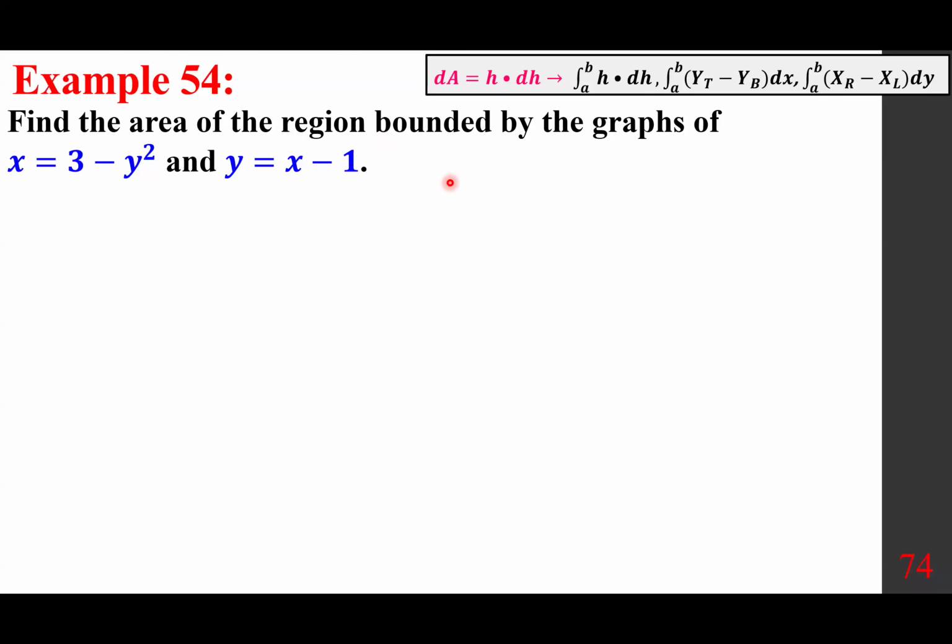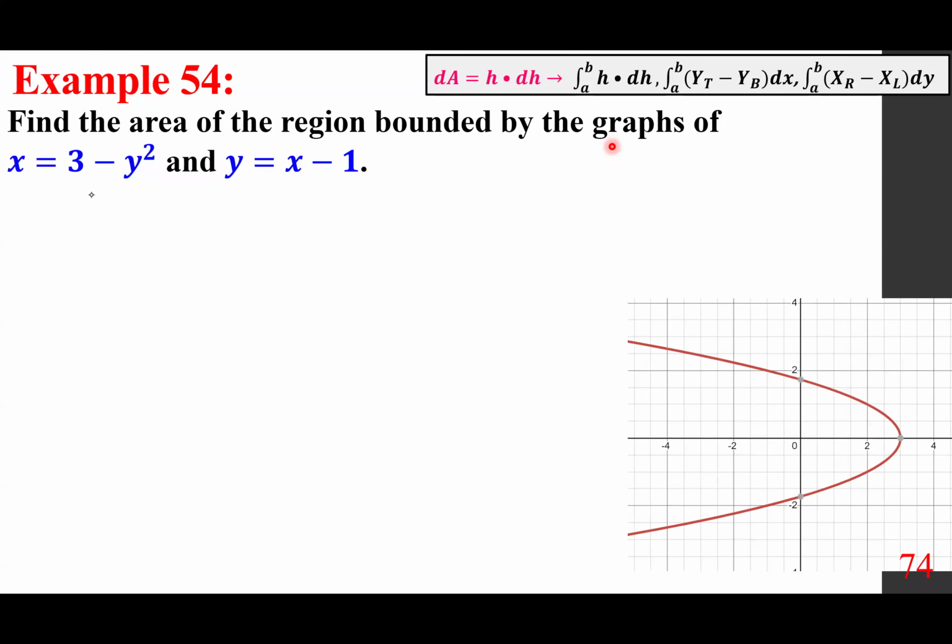Find the area of the region bounded by the graph of x equals 3 minus y squared and y equals x minus 1. I hope you remember that this is a parabola that opens sideways, and because it's negative, it opens to the left. Y equals x minus 1 is just a line. I'm assuming no one has any problem graphing the two functions. This is the parabola, x equals 3 minus y squared, which opens to the left.